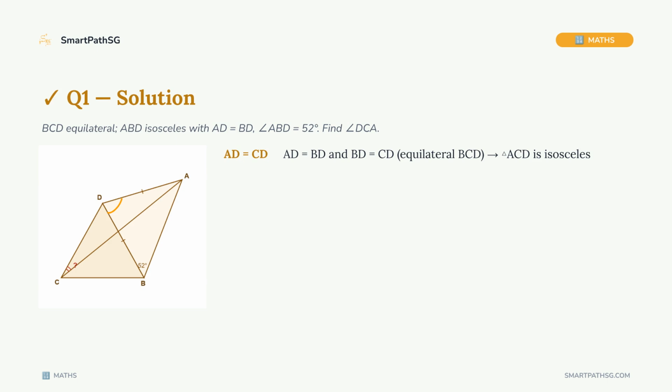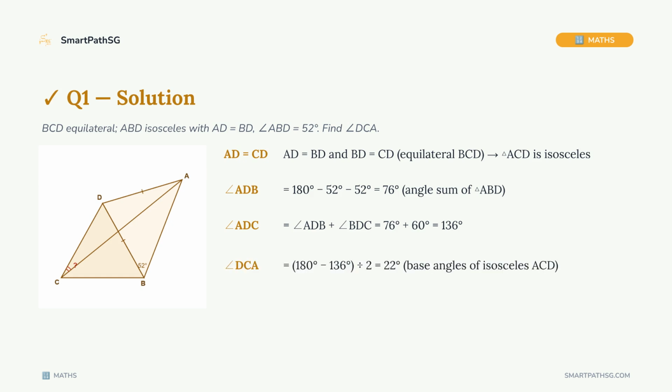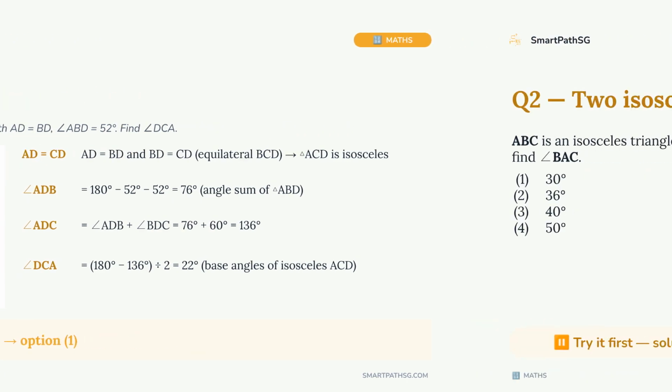Let's see if we can solve for angle ADB first. Yes, ADB is the apex angle of isosceles ABD, and we are given one of its base angles, ABD. Angle ADB equals 180 minus 2 52s, which is 76 degrees. Angle ADC is 76 plus 60, which is 136. Now we have enough to solve for angle DCA, which is 180 minus 136, then divided by 2, and we get 22 degrees. So the answer is option 1.